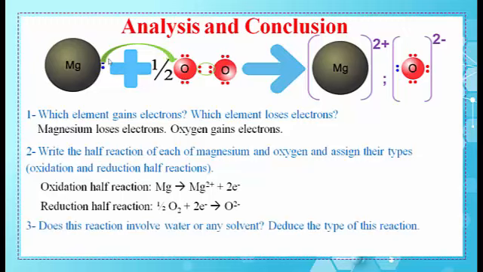The third question is, does this reaction involve any water or any solvent? Here we said that magnesium is a metal in the solid state, and oxygen is in the gaseous state. Then it does not involve any solvent. So we say that this reaction is a dry redox reaction. Dry since it does not involve any solvent.